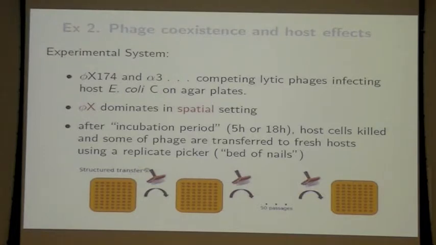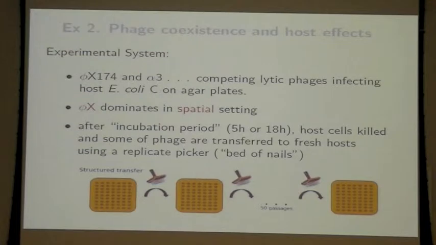So we use a replicate picker, a bed of nails, to transfer a sample of the phage to the next lawn of host cells so that we could continue. We kill all the host cells so that we're not transferring things like resistant cells. Okay, so what happens if you first start looking at this, what you quickly see is that phi X somehow propagates better in this spatial environment than alpha-3 does. So you'd expect it to win a competition.